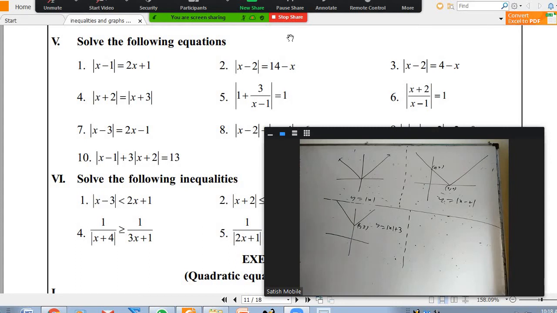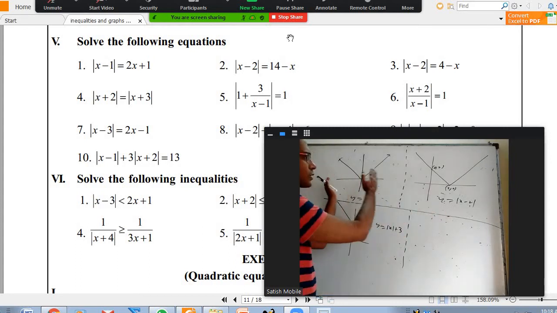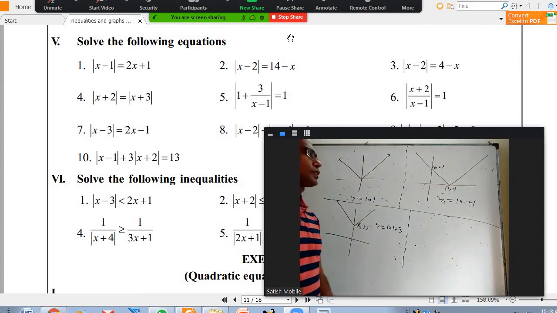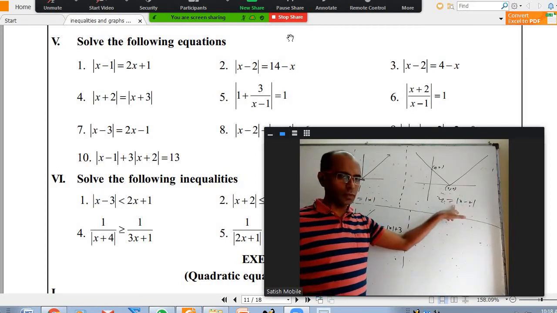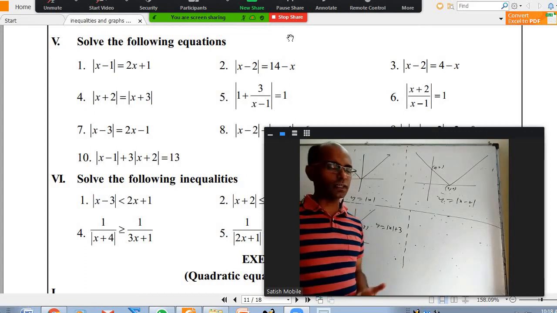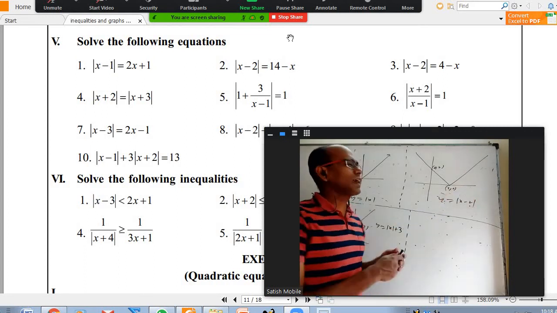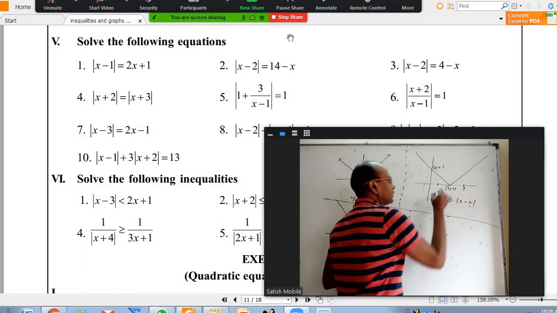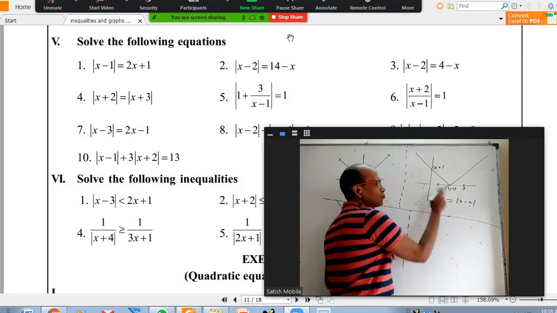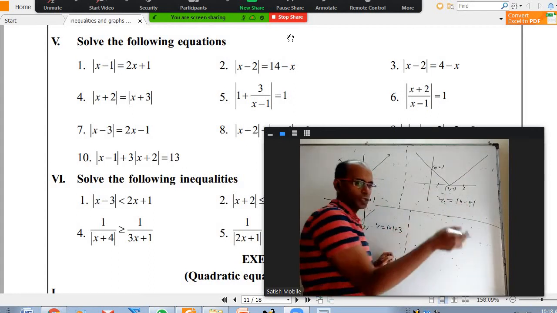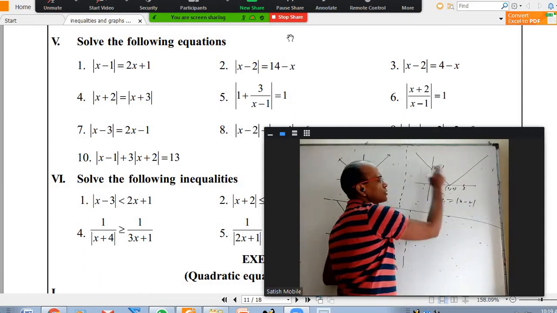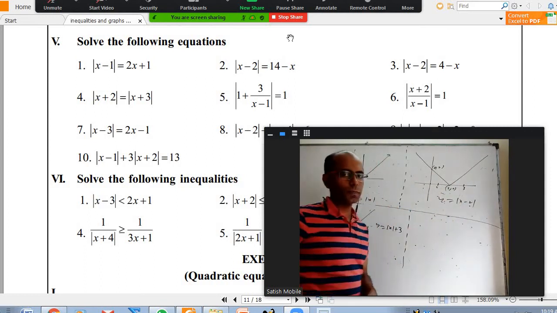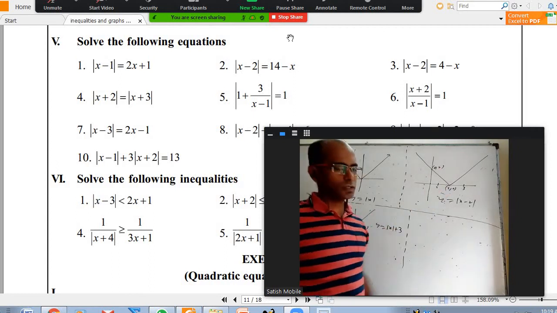Okay. Mod x minus 2 is a horizontal shift, moving towards the right side by 2 units. At 2, it is 0. That's the minimum value. Mod of something cannot be negative, it can be 0. At 3 and 1, it has the same value. At 3 it is 1, and at 1 also it is 1, since mod 1 minus 2 is mod minus 1, which is 1. At 0 and 4, it has the same value: at 0 it is 2, at 4 it is also 2. Anyway, you'll get a graph like this.